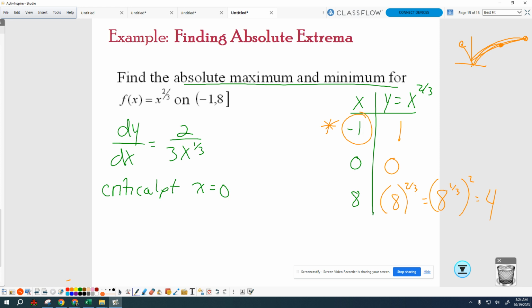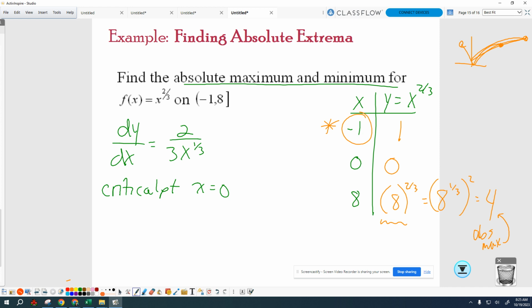So I put my ends and my one critical point, and mathematically, guys, doing 8 to the 2/3, make it smaller first. 8 to the 1/3 is 2, then 2 squared is 4, versus doing 8 squared, which is 64, and knowing the cube root. That might be hard. So absolute max is 4.